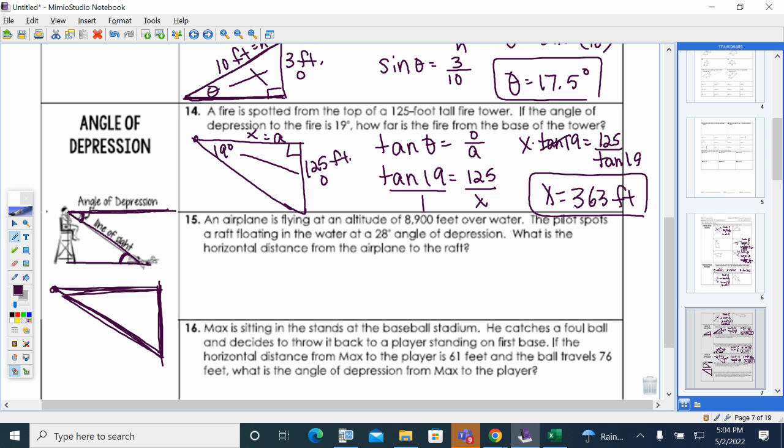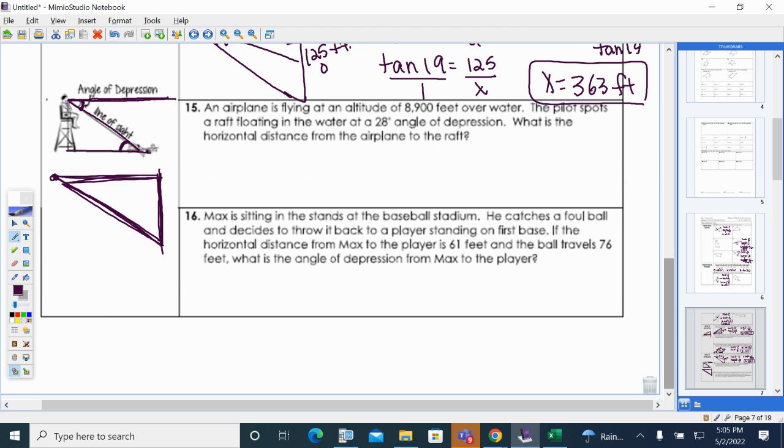And then I want to jump to number 16, last one. Number 16 says Max is sitting in the stands at the baseball stadium. He catches a foul ball and decides to throw it back to a player standing on first base. If the horizontal distance from Max to the player is 61 feet and the ball travels 76 feet, what is the angle of depression from Max to the player? So again, I'm going to draw this same triangle.